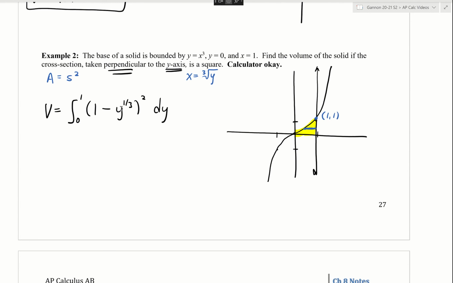You've got your area formula, which is side squared. You've got your function, which is right minus left, and now you can plug that in the calculator.